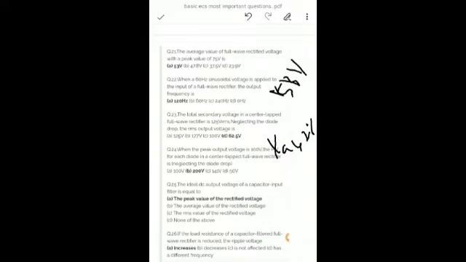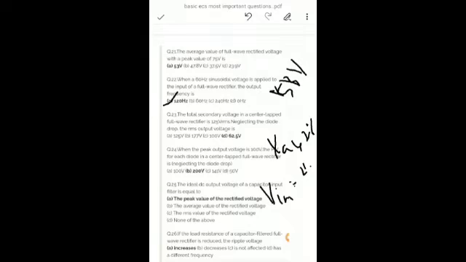In a full wave rectifier, the output frequency equals 2 times the input frequency. So 2 into 60 Hz, that is 120 Hz, will be the correct answer. Now in the 23rd question, the total secondary voltage in a center tapped full wave rectifier is 125 VRMS. Neglecting the diode drop, the RMS output voltage is?